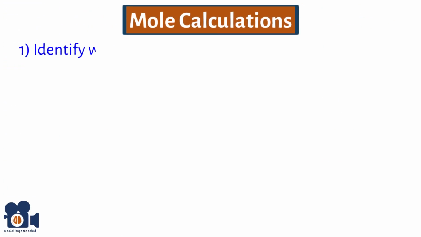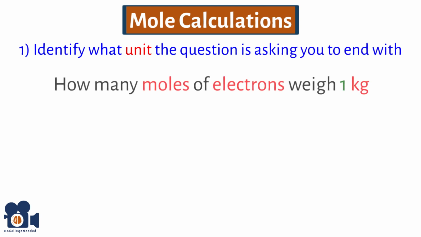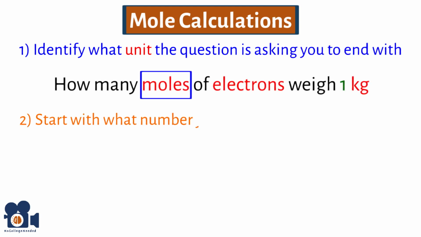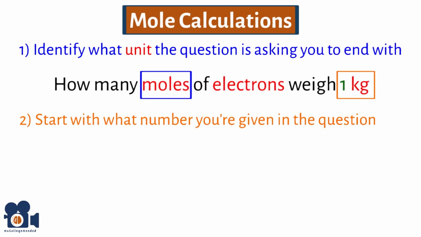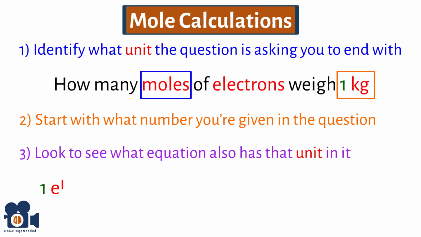First, you identify what unit the question is asking you to end with. In this case, it's moles. Second, you start with what number you're given in the question, which is 1 kilogram. Third, you look to see what equation also has that unit in it. We see that 1 electron equals 9.109 times 10 to the negative 31 kilograms has the unit kilogram.